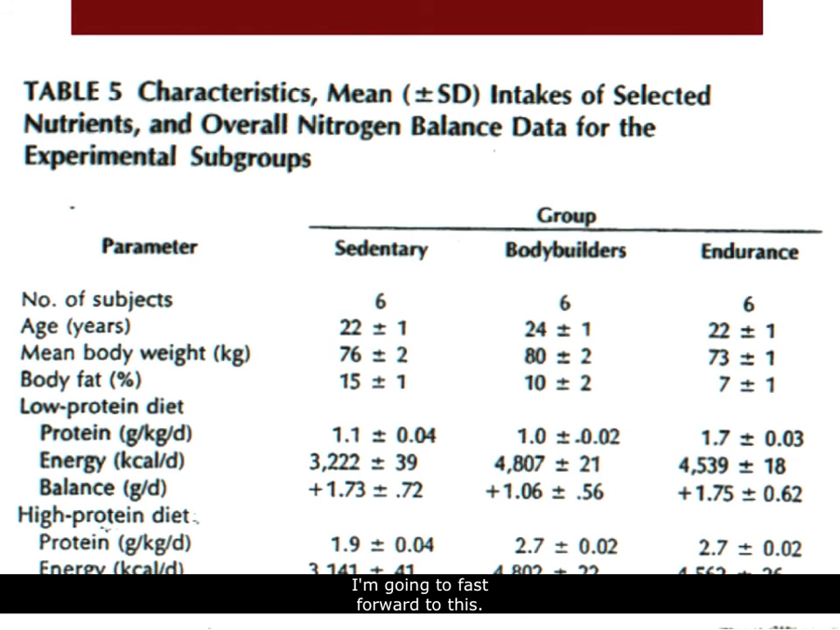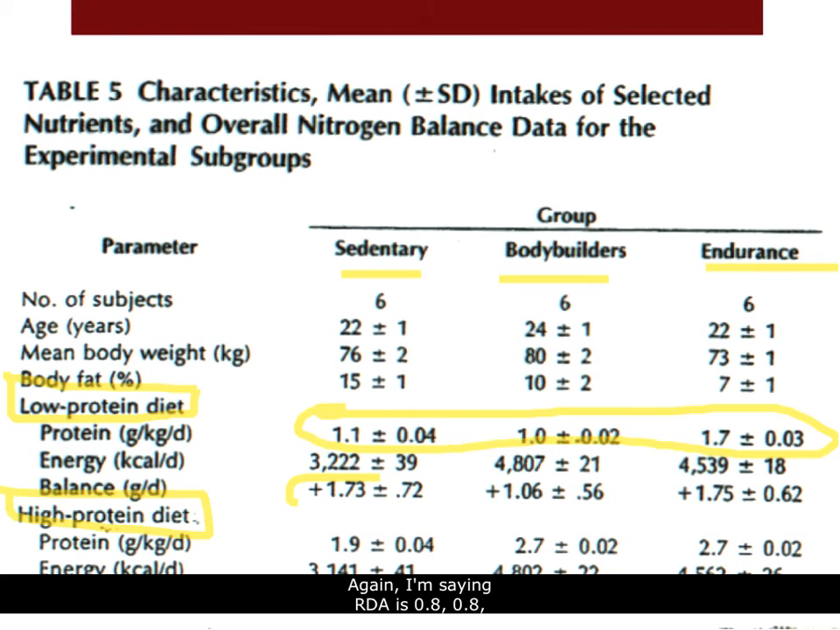I'm going to fast forward to this. Show you, this is one of my favorite images from a study. I love this study. It shows both a low protein diet and a high protein diet for a sedentary person, a bodybuilding person, and an endurance athlete. And what it shows is the protein level, actually right here, 1.1, 1.0, and 1.7. Again, the plain RDA is 0.8, so it's just a little bit higher.